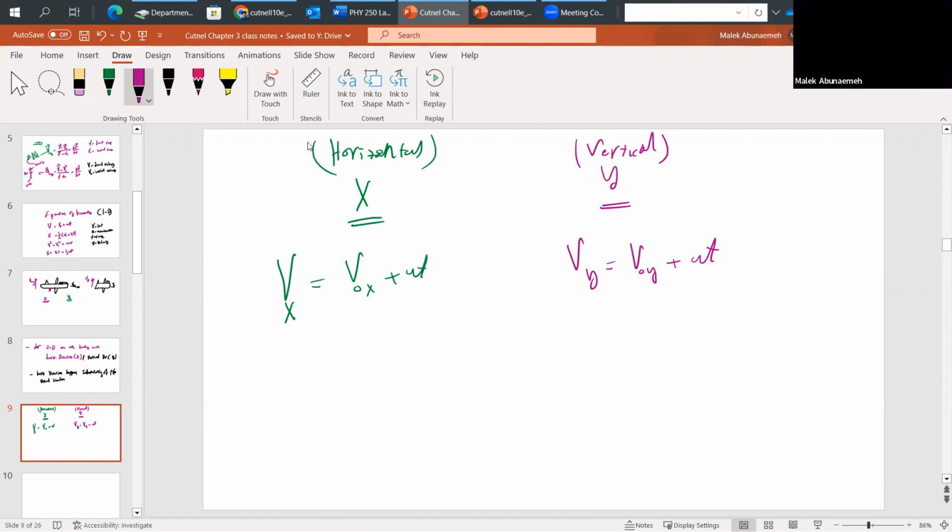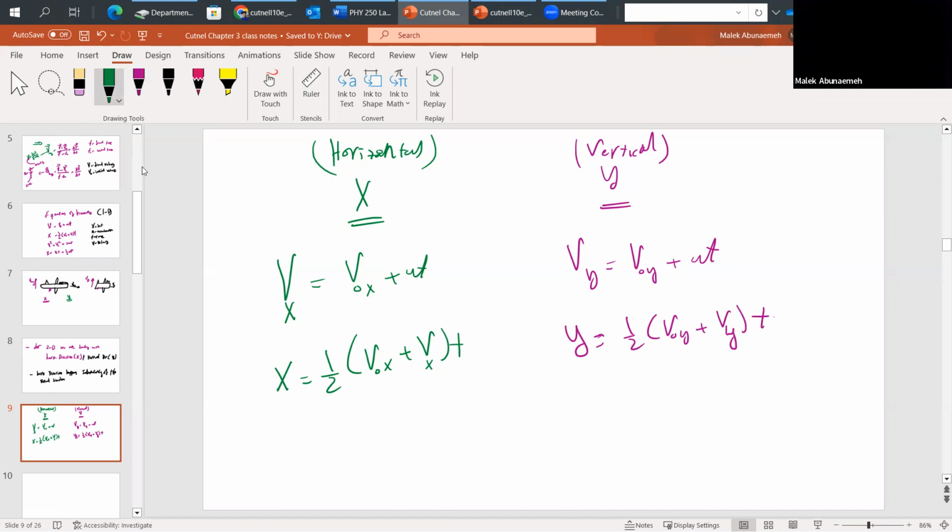So for the x-axis, the distance in the x direction is going to equal 1/2 V initial x plus V final in the x direction, times T. The same thing for the y-axis: the distance in the y direction is going to equal 1/2 the initial velocity in the y direction plus the final velocity in the y direction, times T.